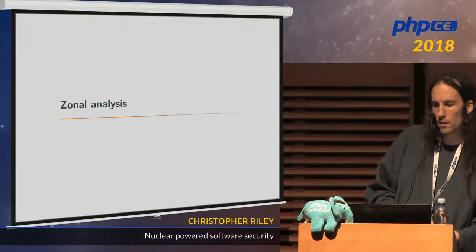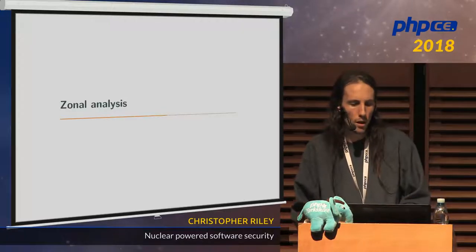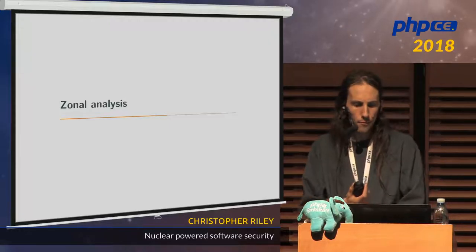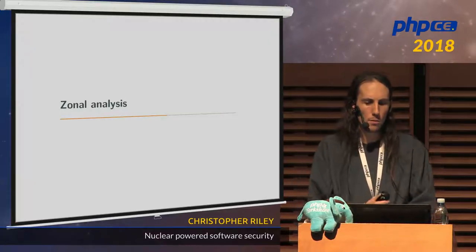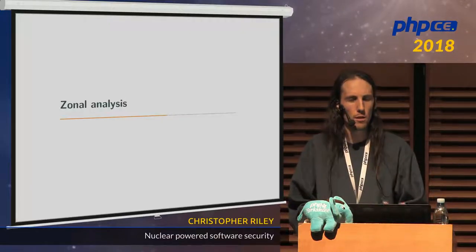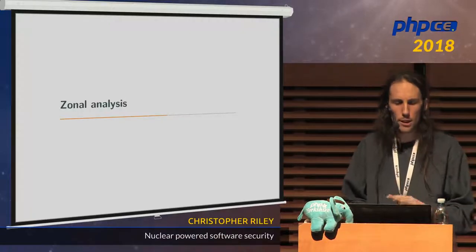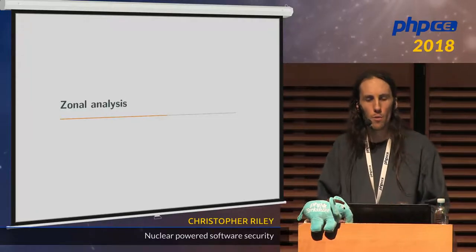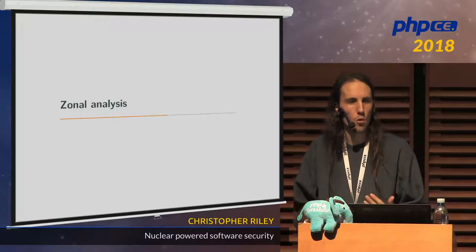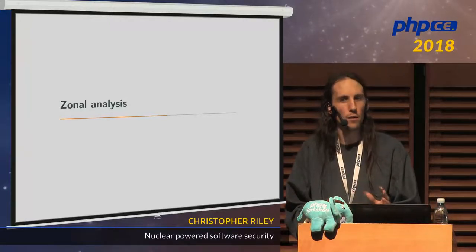The third technique we're going to move on to is called zonal analysis. It's a technique that's used with safety systems, but it's most common in the aircraft industry. So we're going to take a step away from nuclear power plants for a moment. The idea is to look for common causes of failure within a system.